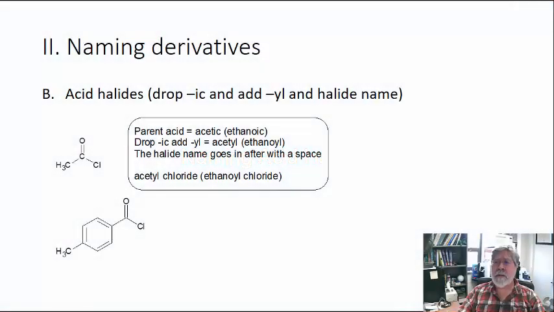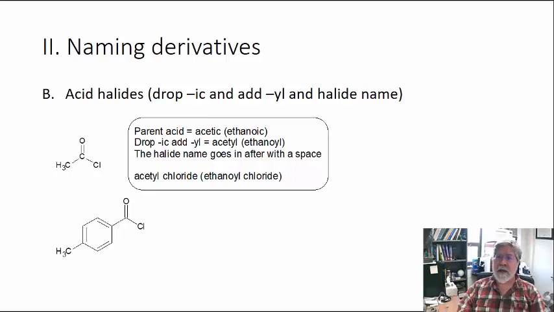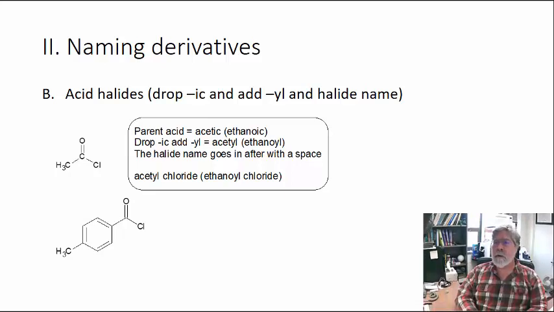Continuing on with naming, let's take a look at acid halides. They're pretty simple. You drop the IC, adding YL and the halide name. Remember, it's the anion name of the halogen. And so the first example, you look at that and you say, I recognize that acid, it's acetic acid. The IC gets dropped off, add on the YL, that becomes acetyl or acetyl. I've heard it pronounced both ways by different people. I'm not going to be fussy.